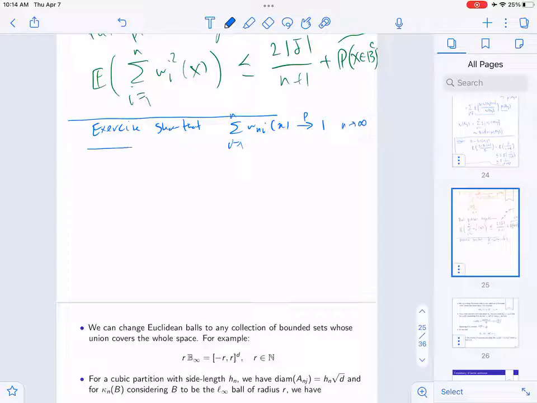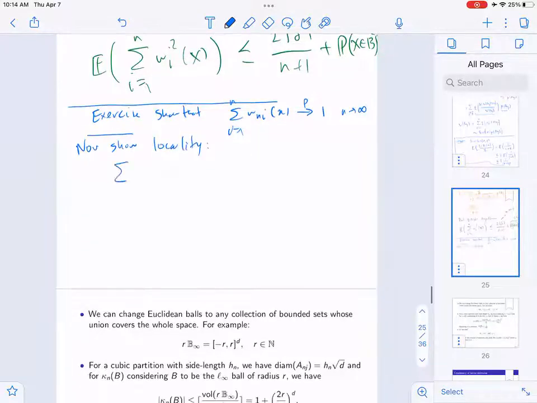This is easy. Now show locality, which, if you recall, is the sum over i from 1 to n. There was an absolute value, so I'm going to drop it because these are non-negative. Then, over the xi with |xi minus x| bigger than a, I want this to go to 0. So the weights that they assign to a point i, if point i is far from x, the summation of those weights has to go to 0.